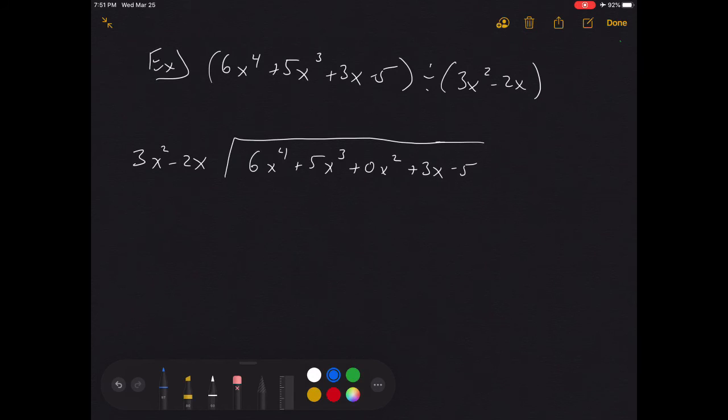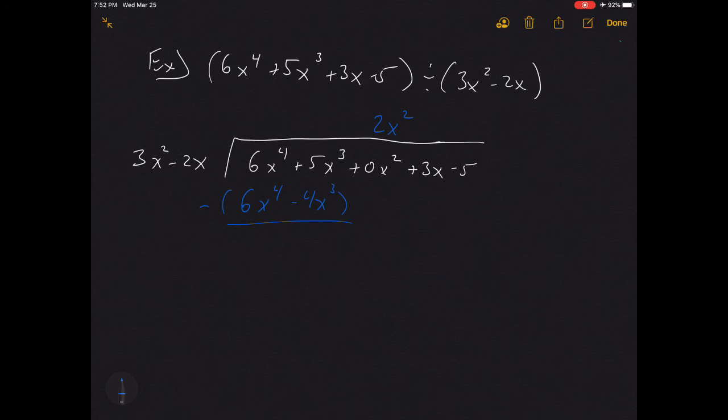So remember, the idea is, what do I multiply by 3x squared to get 6x to the fourth? Well, 3 times 2 is the 6. x squared times x squared is x to the fourth. So I'm going to get 2x squared. That's going to go here. And then I'm going to multiply 2x squared times 3x squared. That gives me 6x to the fourth. I'm going to multiply 2x squared times the minus 2x, and that's going to give me minus 4x cubed. And then we're going to subtract. 6x to the fourth minus 6x to the fourth is 0. 5x cubed minus 4x cubed is going to be a plus, so it's really 9x cubed.